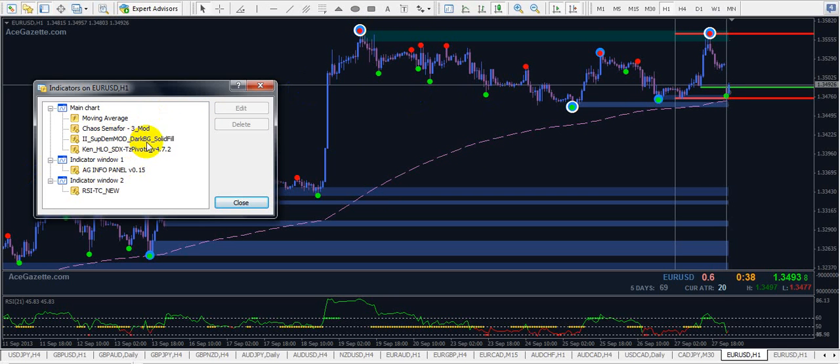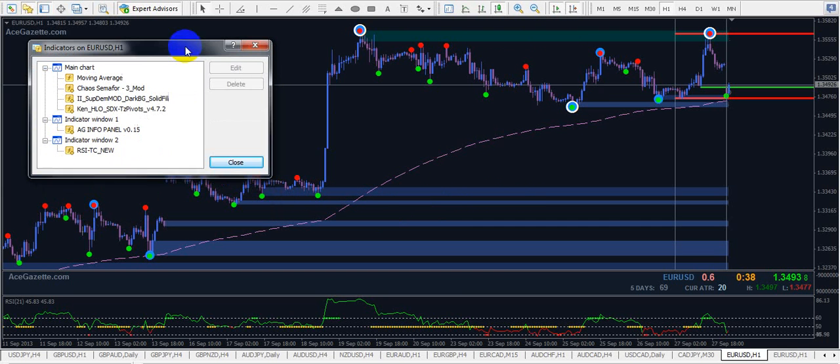Next one's SupDem mod dark background. That's the supply demand indicator. What you find with supply demand is it's not perfect, but it does a really good job. As you get better at marking up levels, you'll know which of them you can ignore and which others to pay attention to.